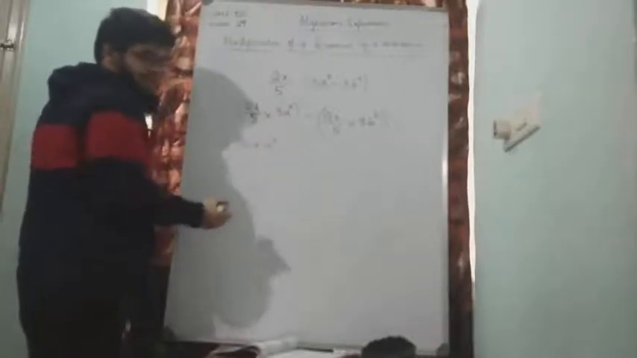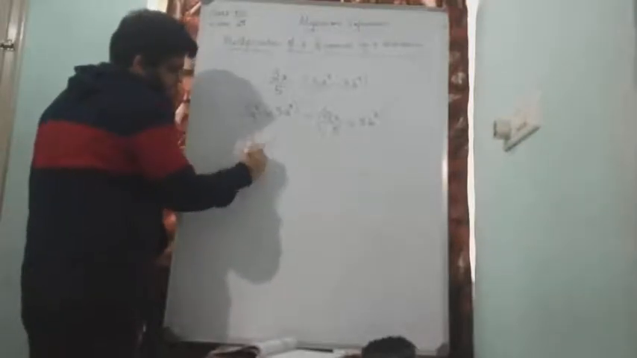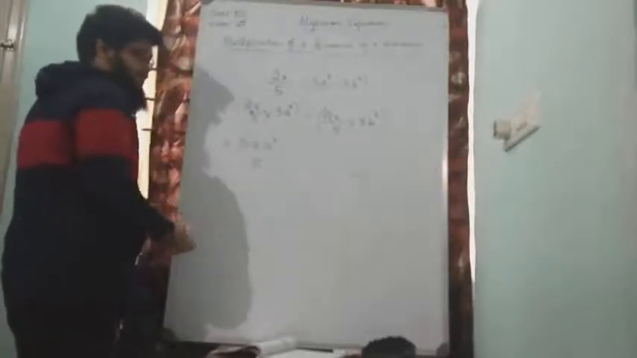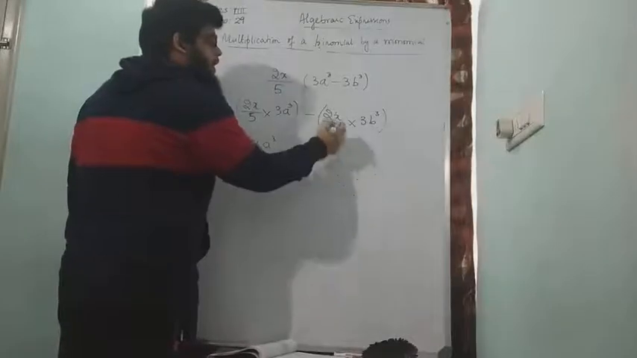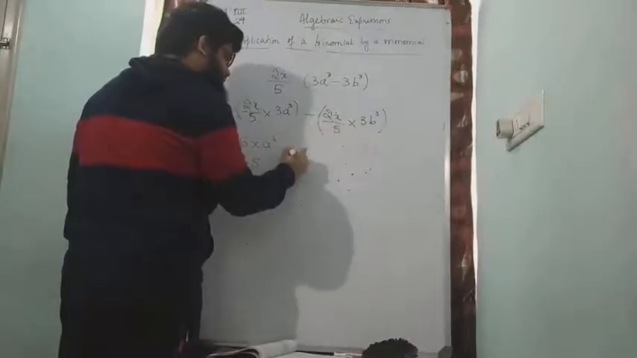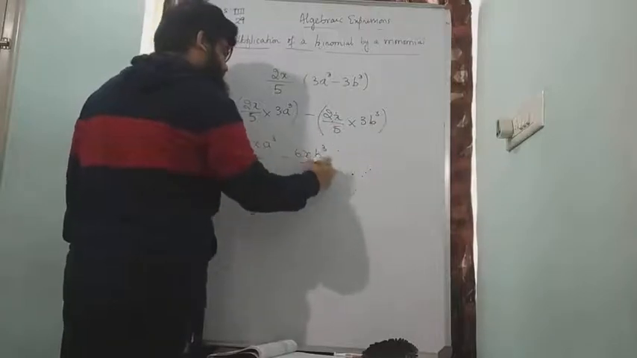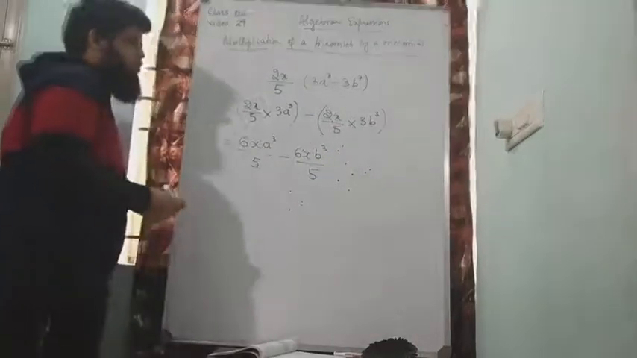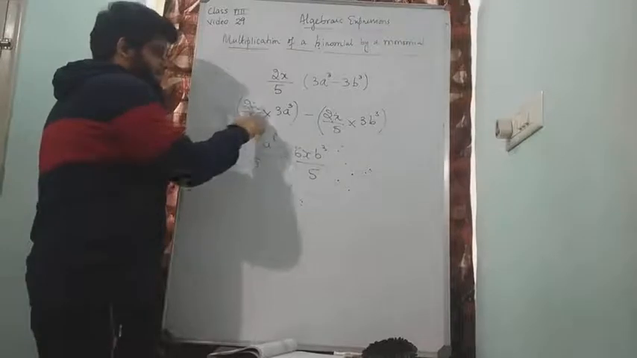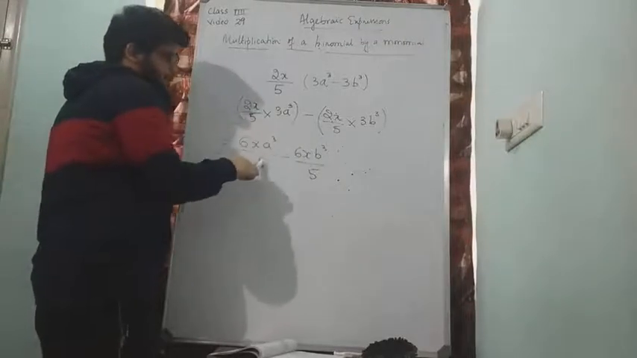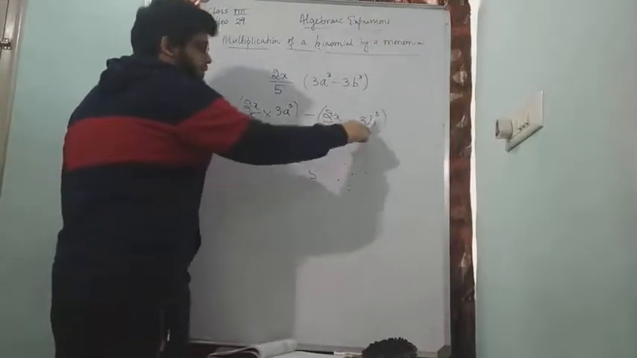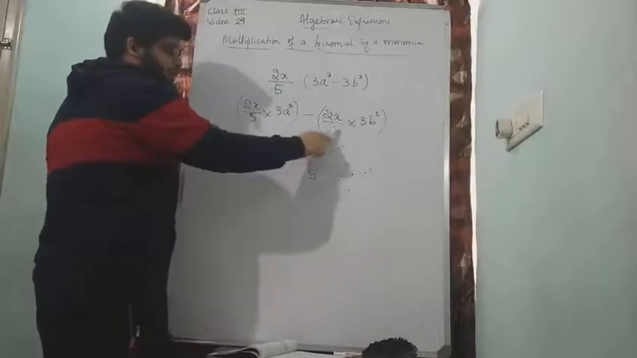There are two different variables, cannot do anything. Divided by 5 is remaining, so I will get divided by 5, minus, here also 2 3s are 6, x and b cube are remaining, so x b cube divided by 5. Okay, so here I get 2 3s are 6, x as it is, a cube as it is, divided by 5. 2 3s are 6, x into b cube is x b cube, divided by 5.